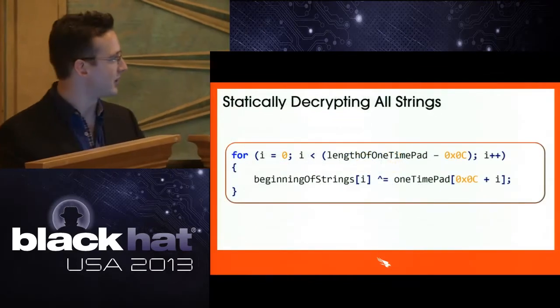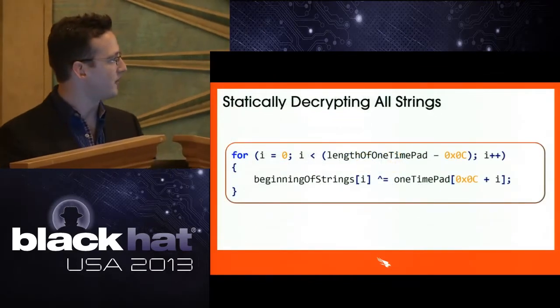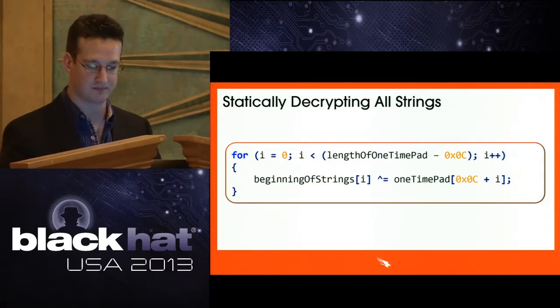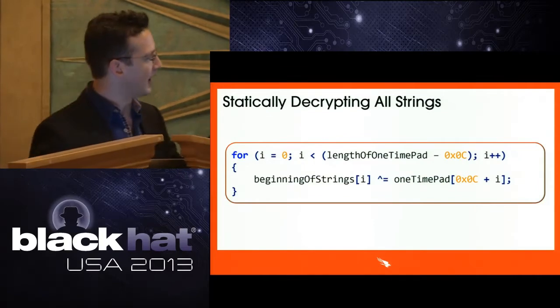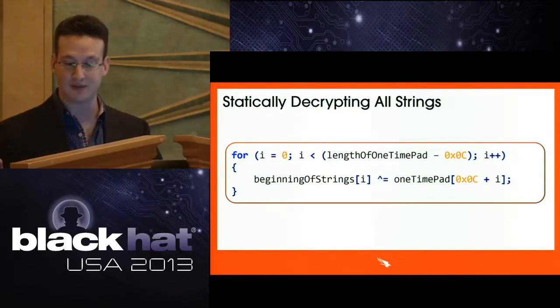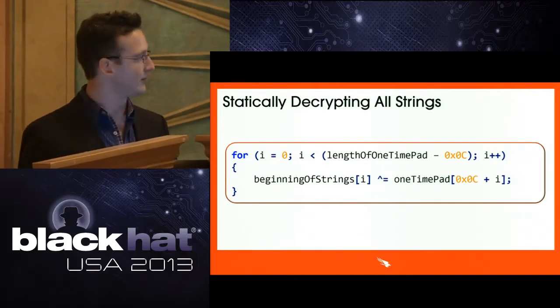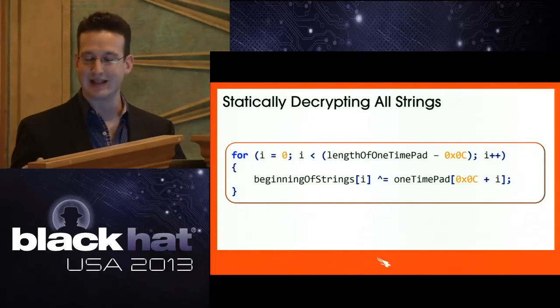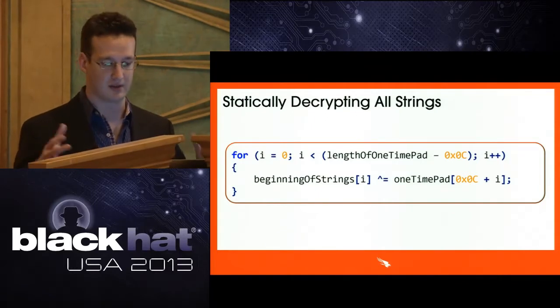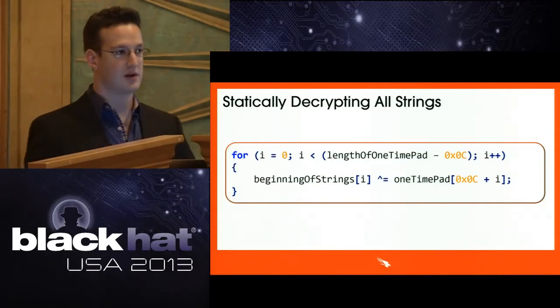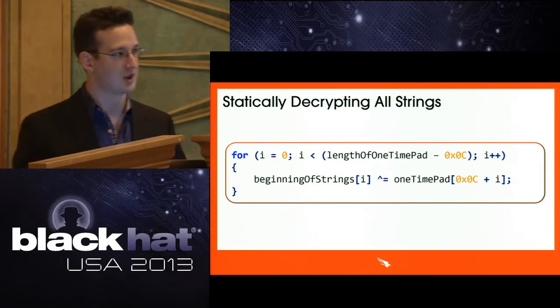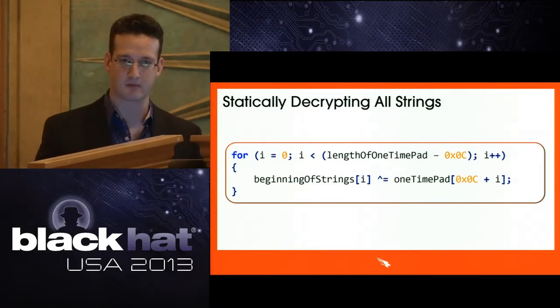As for decrypting the strings, you can see it is just a basic XOR decryption. In this sample code here, this high-level code, beginning of strings is the beginning of the first string in the set of encrypted strings, and length of one-time pad happens to also be the length of all the encrypted strings combined. So that's it for the code obfuscation and the data obfuscation.